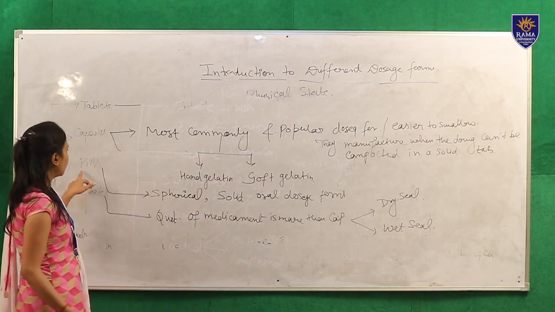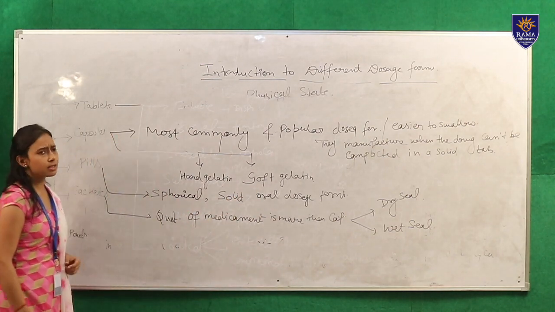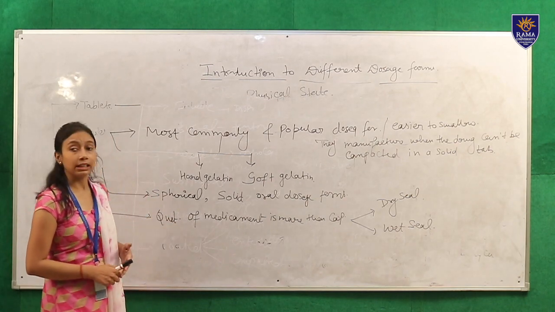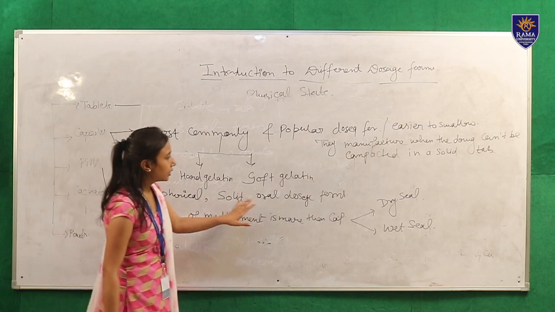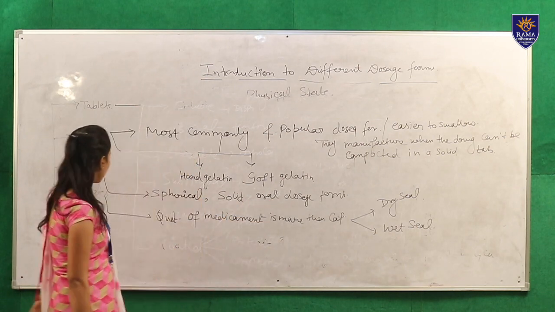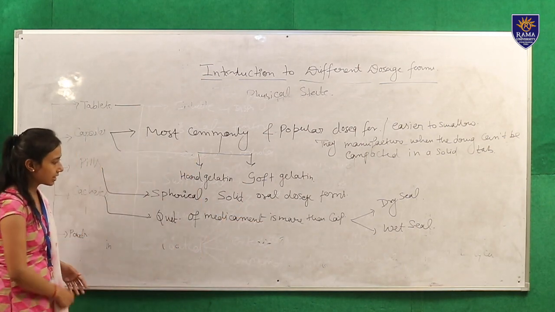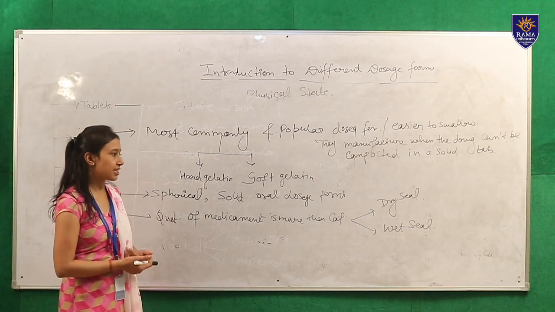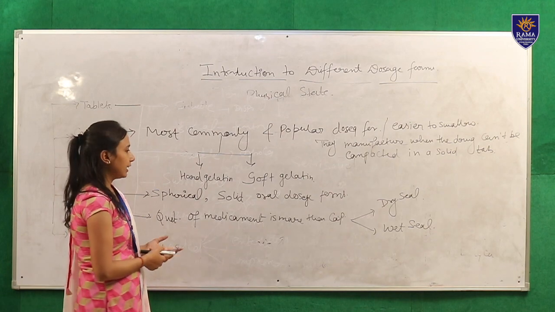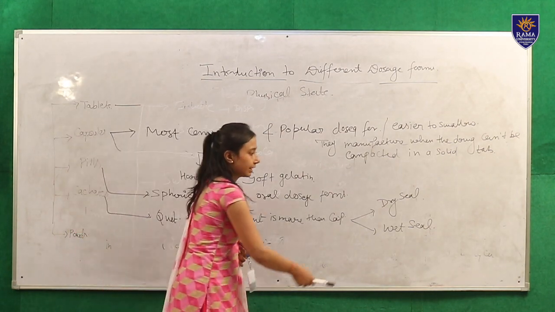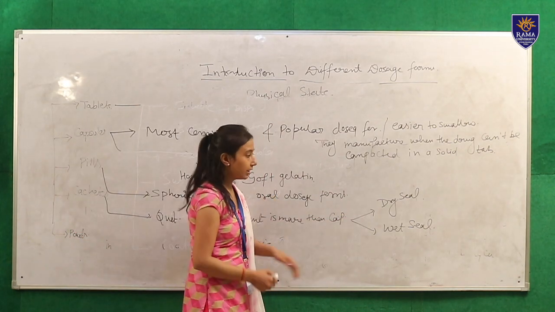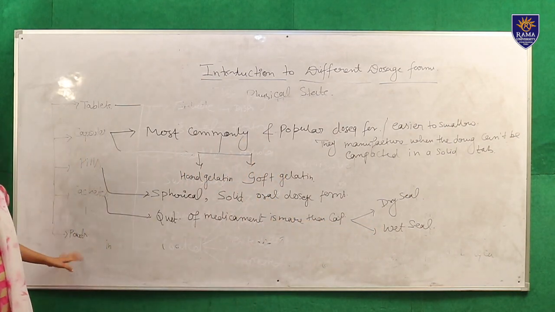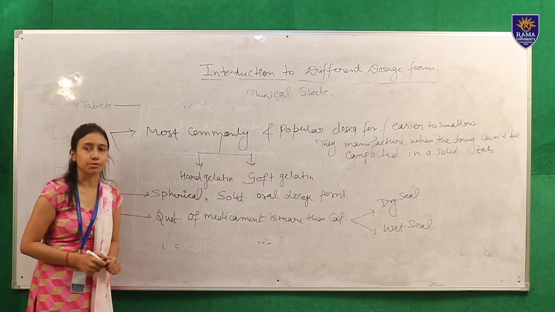Now further we are going to the pills. Pills are also a solid unit dosage form. They are spherical in shape and they are solid oral dosage forms. Now we are going to the cachets. Cachets are those in which the quantity of medicament is more than in capsules. They are classified into two main categories. First is dry seal and second is wet seal. And last is the powder. Powder is a category of bulk dosage form.